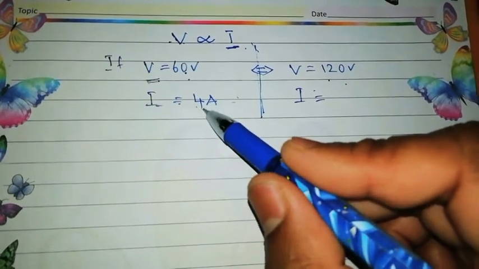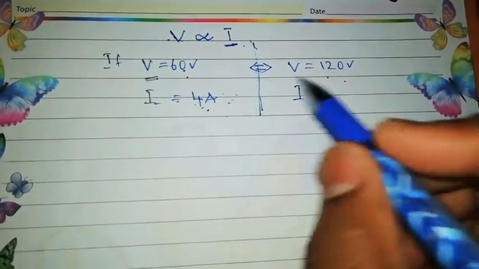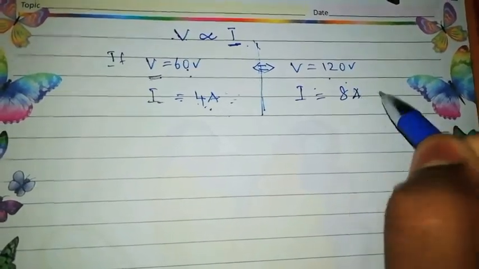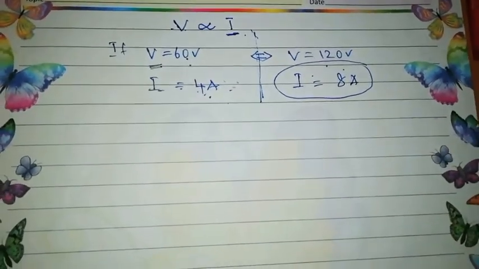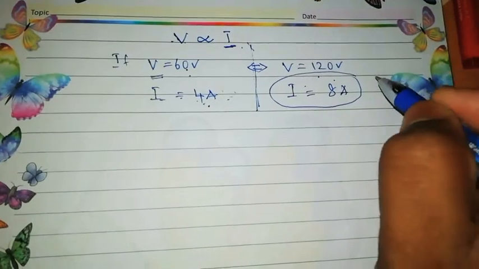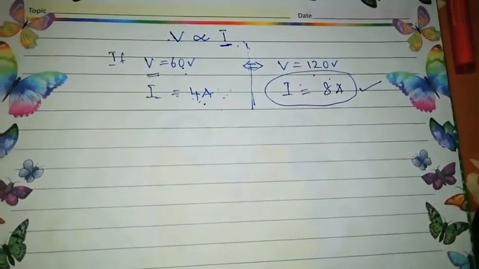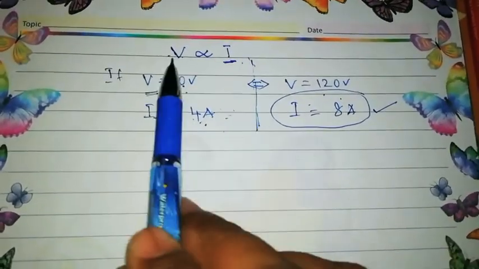So how much does it come to? For 4 amp, it comes as 8 amp. So the answer is going to be 8 amp. If it is asked in a 1-mark question, that's it, you can do it like that. I hope you all understand that.